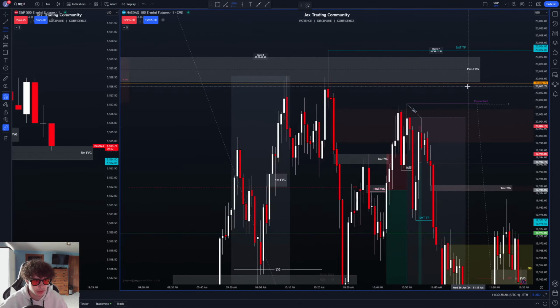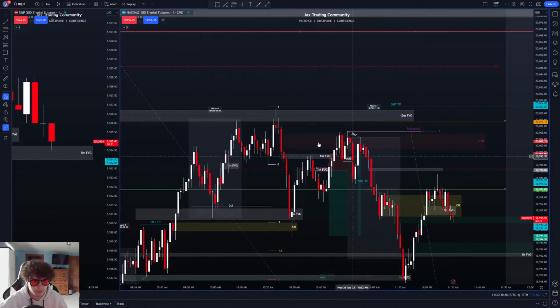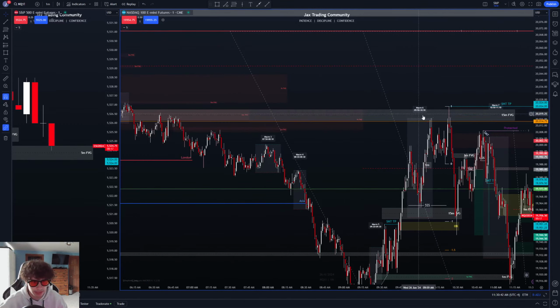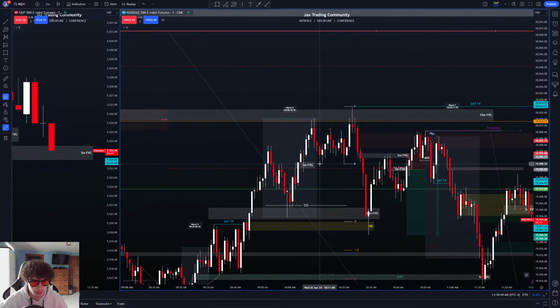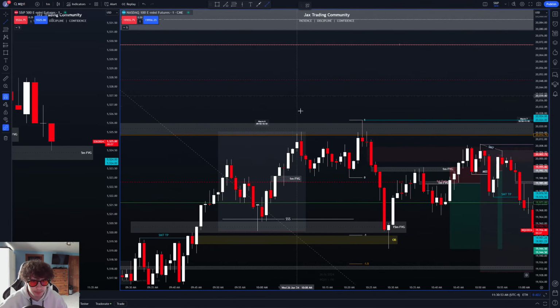This right here is a manipulation leg. I'm gonna draw this out real quick. So right here, this would be considered a manipulation leg because we respected this 15-minute. We had to move down, but then we just had strong candles to push up, which were bigger than all these candles. We had these strong candles pushing up that swept this high.